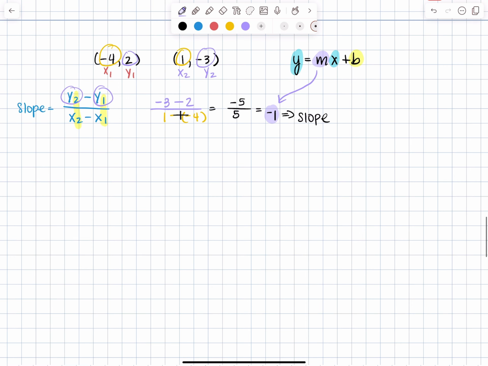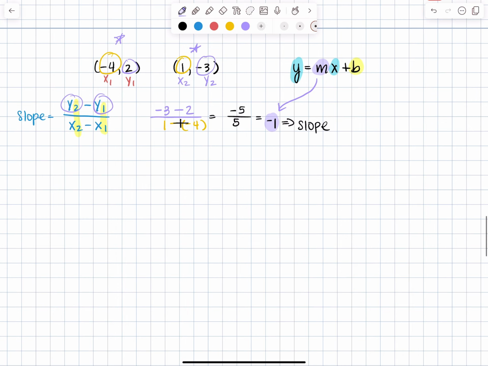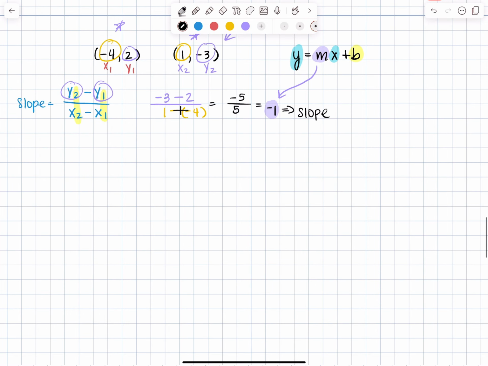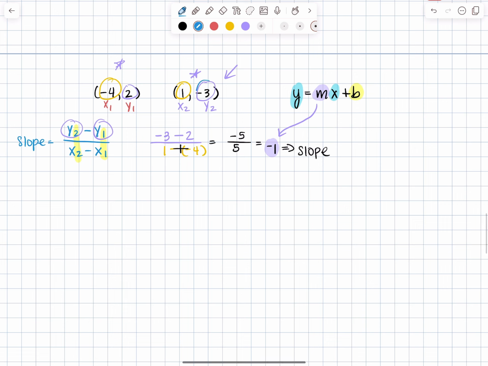So now to find our b value, we can choose either pair of points, so this one or this one. I would recommend choosing the pair with the smallest numbers. This one over here has the smallest numbers, 1 and negative 3. You're probably saying, oh, negative 4 is less than negative 3. What I mean is the least absolute value. So our y over here is negative 3, and our x is 1.